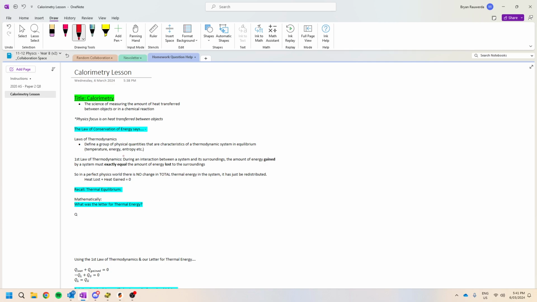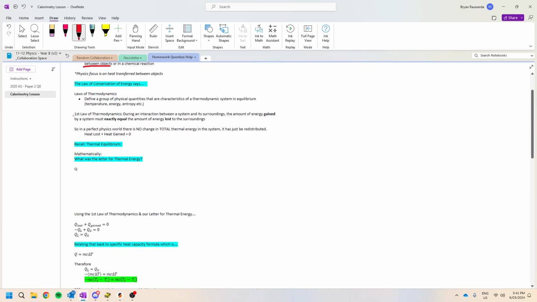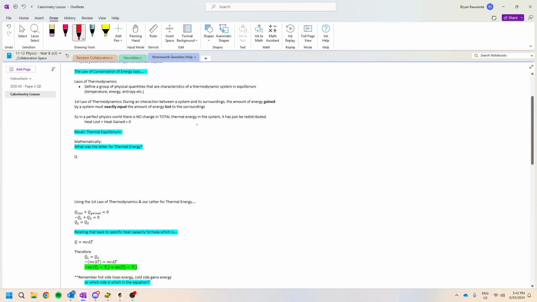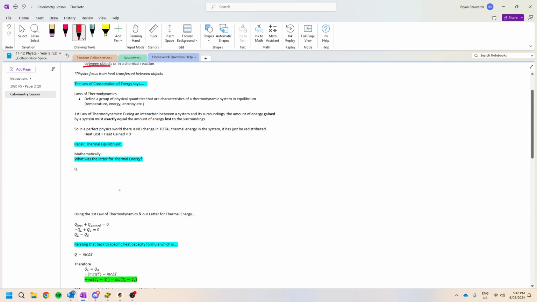So quick information about the law of conservation of energy. We just have to remember that it means basically energy is never created or destroyed, just changes forms or transforms. So what we're looking at in calorimetry is basically heat transfer. In chemistry it's chemical reactions, but for us in physics, we're going to be talking about between objects. So we're just saying first law of thermodynamics: during any interaction between a system and surroundings, the amount of energy gained by a system must equal exactly the amount of energy lost to surroundings. So we are just going to use our Q equals mc delta T type formula to do that.